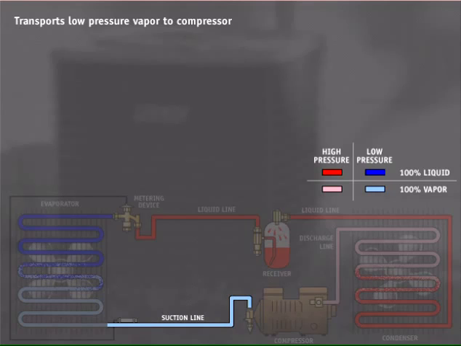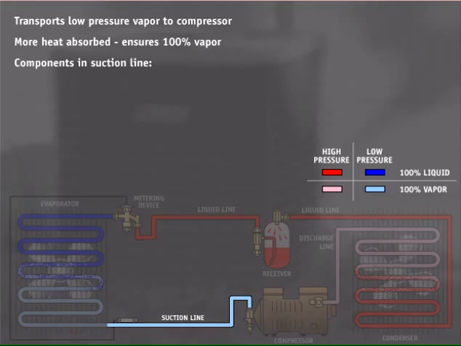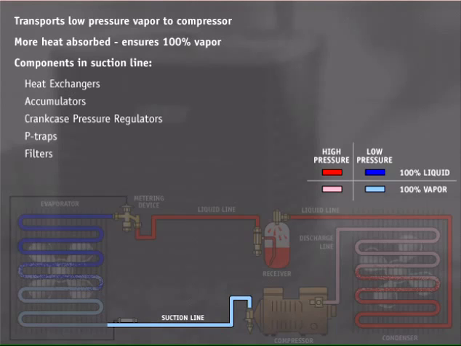The suction line transports low-pressure heated vapor from the evaporator to the compressor. More heat is absorbed by the refrigerant in the suction line, which decreases the density of the refrigerant vapor. This helps ensure that the compressor will see vapor only under low loading conditions and prevents compressor overload. It also protects the compressor from any liquid slopover, which may result in valve damage or diluted oil in the crankcase. There may be other components in the suction line, such as liquid suction line heat exchangers, suction accumulators, crankcase pressure regulators, P-traps, filters, or screens.